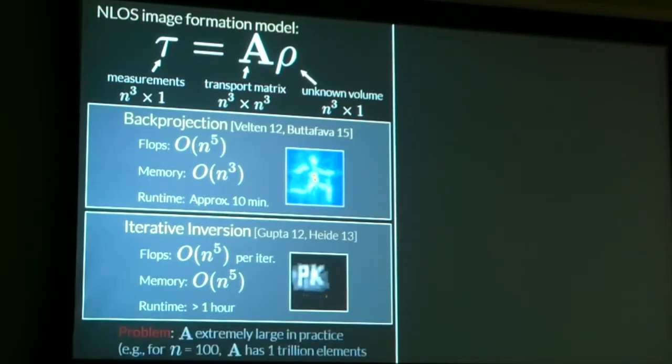But the problem is that if we want to really scale this up and image higher resolution volumes, this becomes a really, really big linear system. So in practice, for just a hidden volume of 100 by 100 by 100 elements, A is going to have already a trillion elements. So you can see that this just isn't practical, or doesn't scale, for higher resolutions.